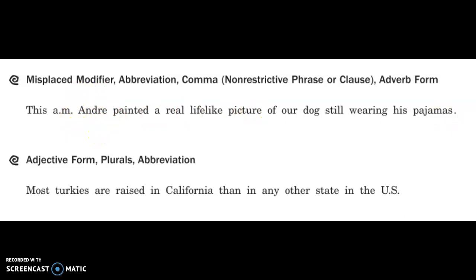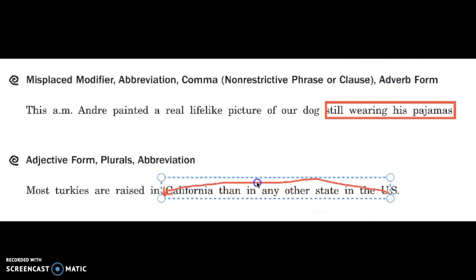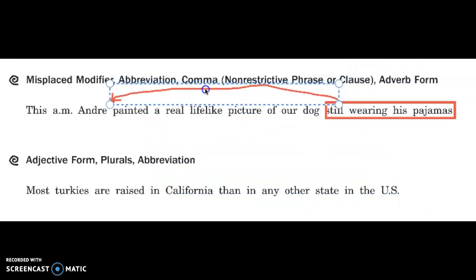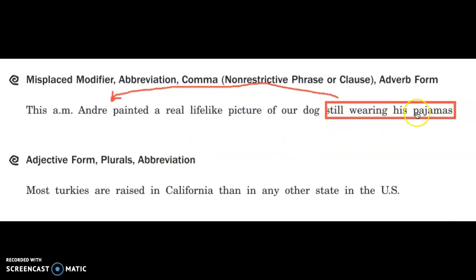So, to move this misplaced modifier, I am going to place a box around the modifier and I'm going to draw an arrow where logically the phrase should be added. This shows that still wearing his pajamas should go right after Andre. That would address my misplaced modifier.